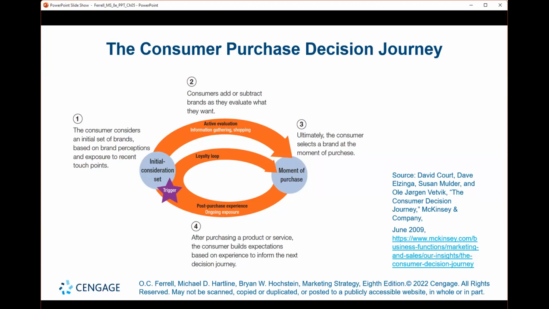So you start out with the need and the desire. You have those initial set of brands, the initial consideration set. If you notice, you have that loyalty loop, which can make the journey shorter because you've already satisfied in your own mind that this meets or exceeds your expectations as a brand. So the consumer does not need to do as much information gathering as they did on an initial purchase. And so the consumers add or subtract the brands that they want. And then ultimately the consumer selects the brand at the moment of purchase. And then the consumer decides in their own mind whether it meets or exceeds expectations.